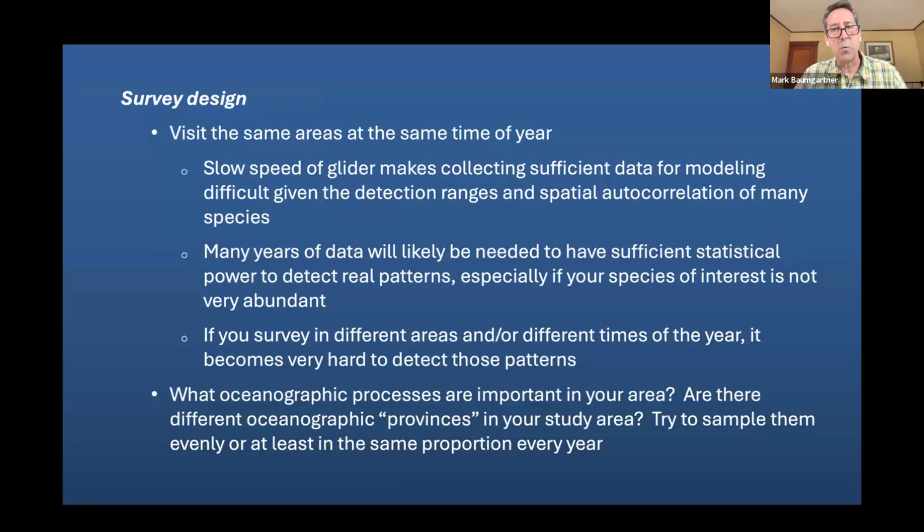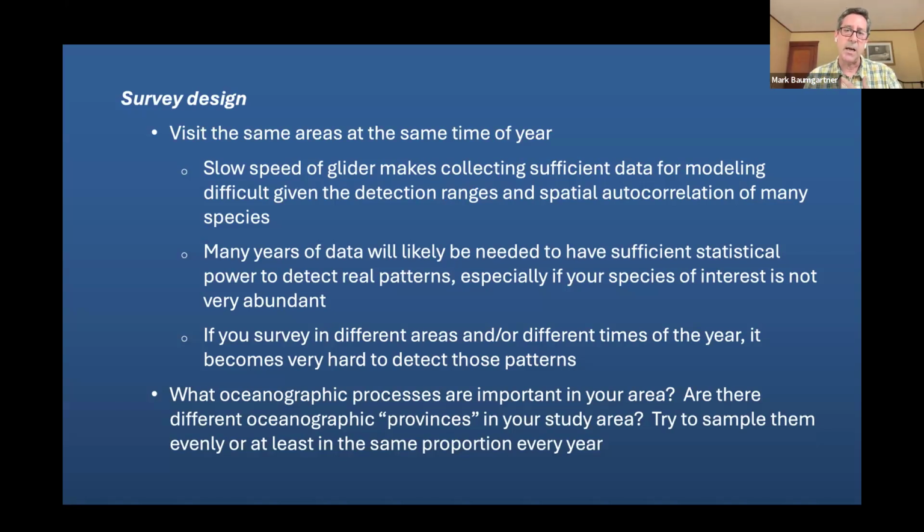Okay. So you want to go out and use your gliders, and you want to do some sort of habitat modeling. How should you design a survey? Because teasing apart spatial and temporal variability is so challenging, it really helps to visit the same areas at the same time of year, so you can actually quantify interannual variability. If you go to a different place at a different time of the year and you never visit that place at the same time of the year again, you've essentially got a sample size of 1 for that area and time, and it makes it really hard to tease apart temporal variability from spatial variability.